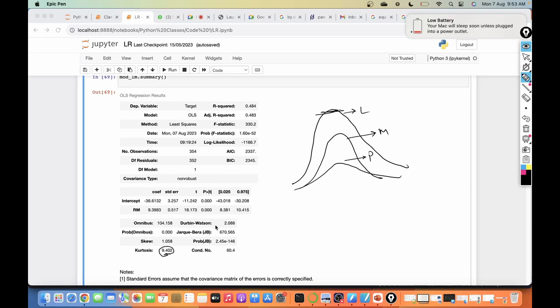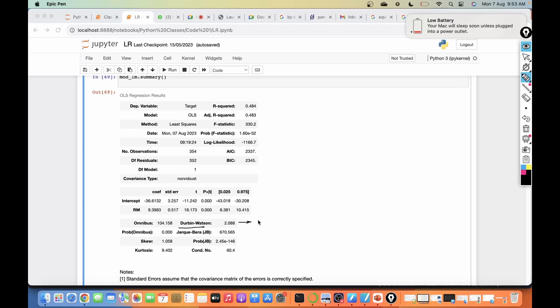Now let's come to the last 3 values. Okay, this is Durbin-Watson. What does Durbin-Watson tell us? It is telling us about the autocorrelation. We'll learn about these things in further classes. What is basically autocorrelation? So it tells us about the autocorrelation. Okay, what is autocorrelation?